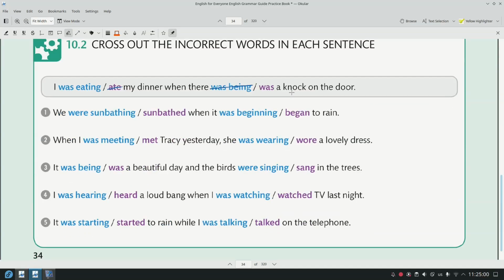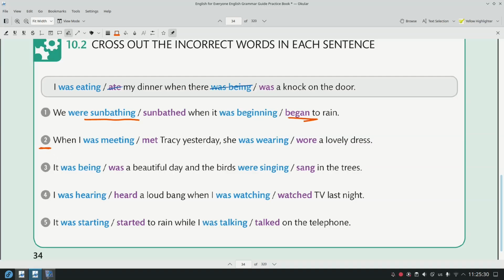Cross out the incorrect words in each sentence. Number 1. We were sunbathing when it began to rain. So, we were in the process of this sunbathing action. And suddenly, the rain began. And we were sunbathing when it began to rain.